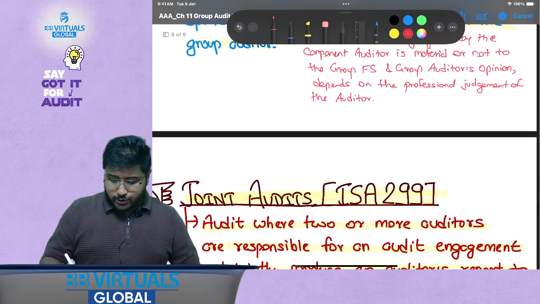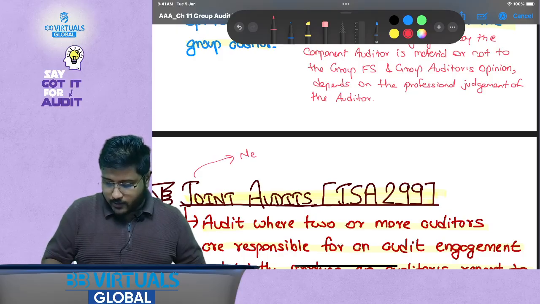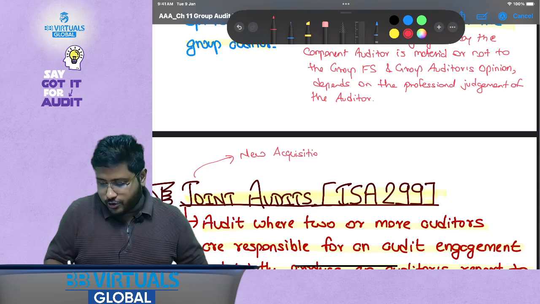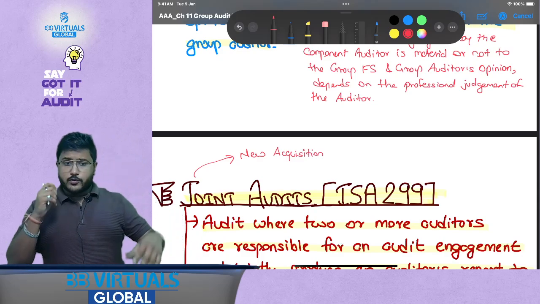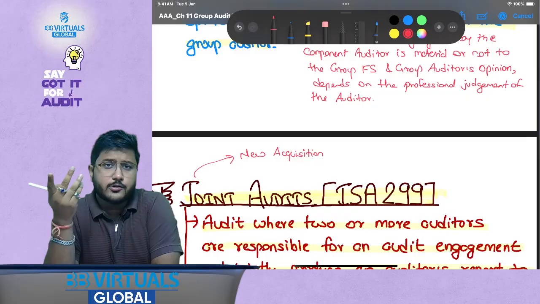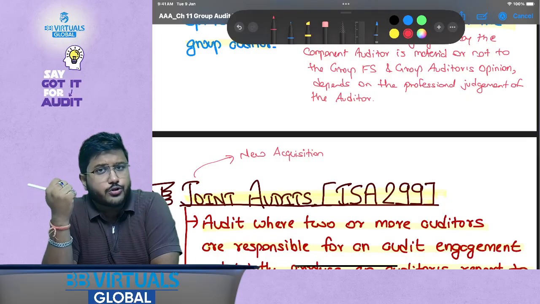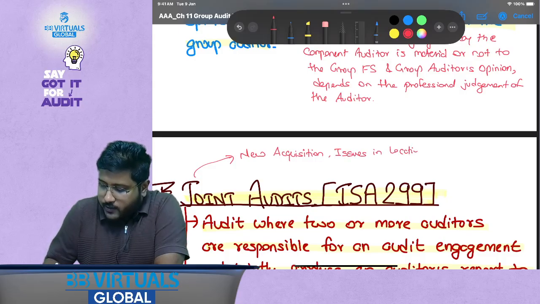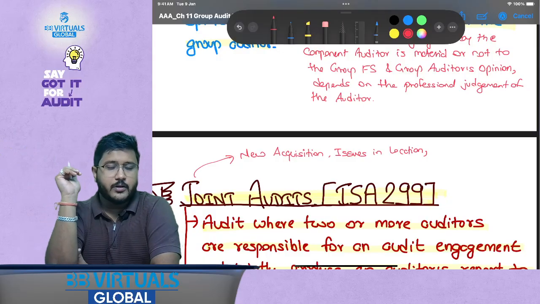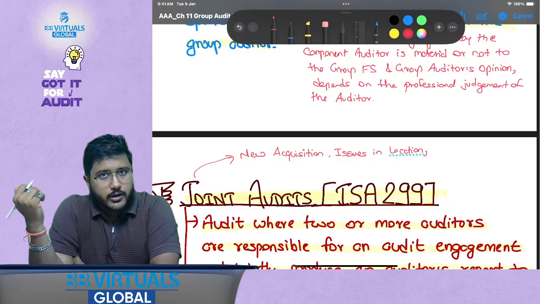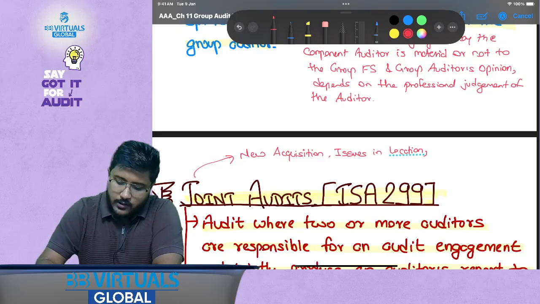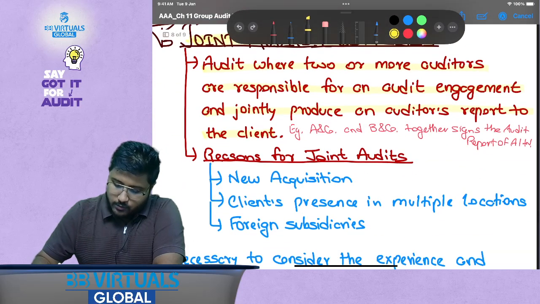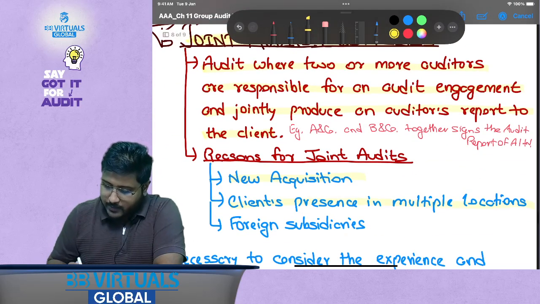Now when it could happen, so it could happen when it is a new acquisition. So there could be the requirement of the old auditor as well as the new auditor. Maybe both the clients do not want to leave their auditors, so both might continue with the joint audit, right? There could be issues in location. So say there are 10 subsidiaries, each located very widely from each other, very different from each other. So we might hire a local auditor also, right? And sometimes client might prefer the auditor who used to work earlier. So new acquisition could be the reason, client's presence in multiple locations and foreign subsidiaries.